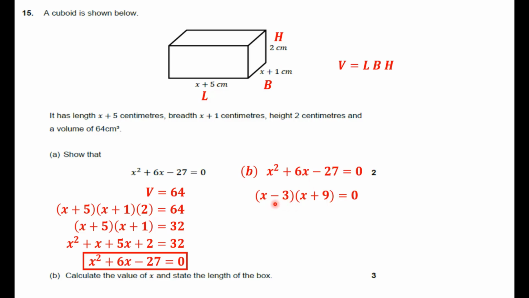Now we're going to get the answer for x. This could be 0 or this could be 0. So x could be 3 or x could be negative 9. We don't normally talk about a negative length, so we can cancel that. We've got x equals 3. If x equals 3, we want the length of the box. The length of the box is x plus 5. So it's 3 plus 5 is 8. And that's the answer for 3 marks. 3 more marks, it's 5 marks altogether for question 15.